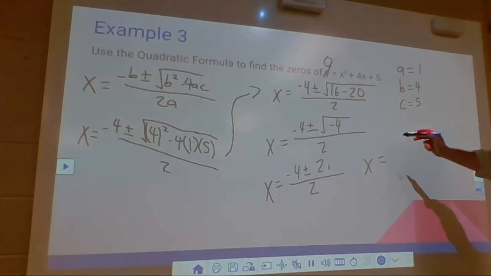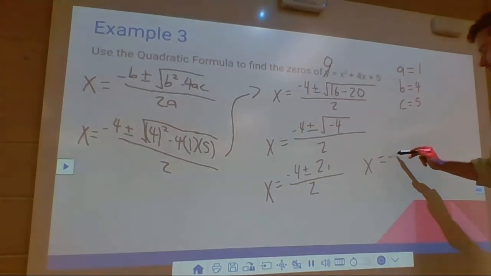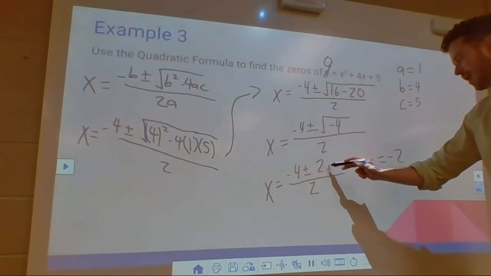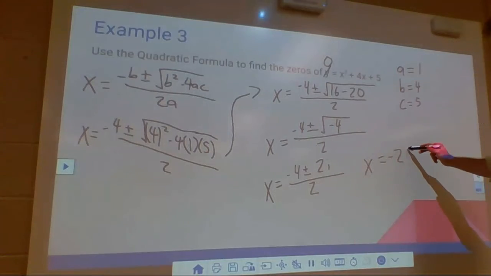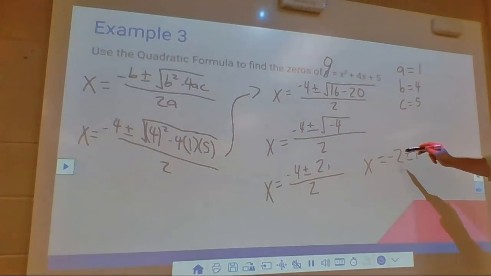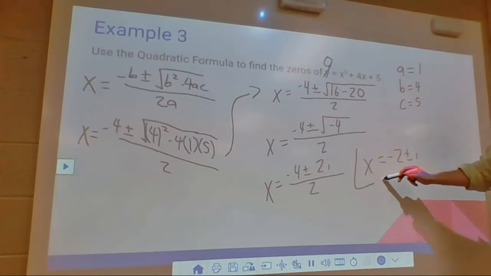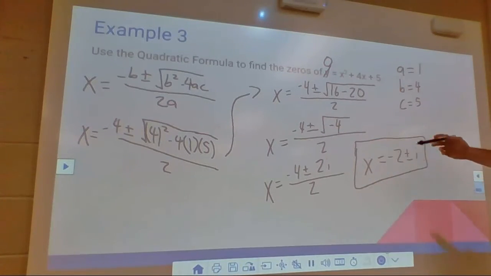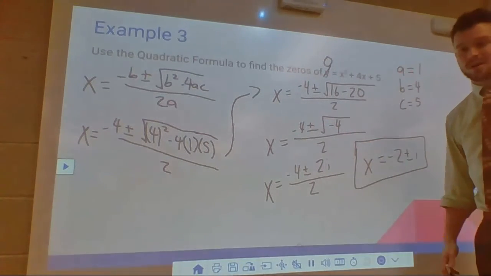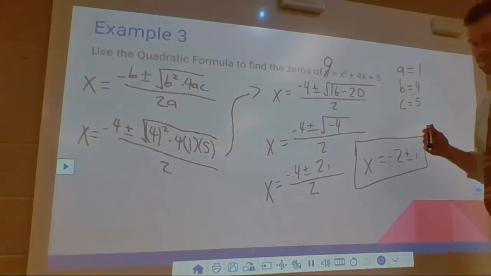So x equals, remember you can break this up. We can say negative 4 divided by 2 is negative 2, and then 2i divided by 2, we're going to have plus or minus, 2i divided by 2 is i. So negative 2 plus or minus i. That's your final answer. So the zeros of that function are imaginary.